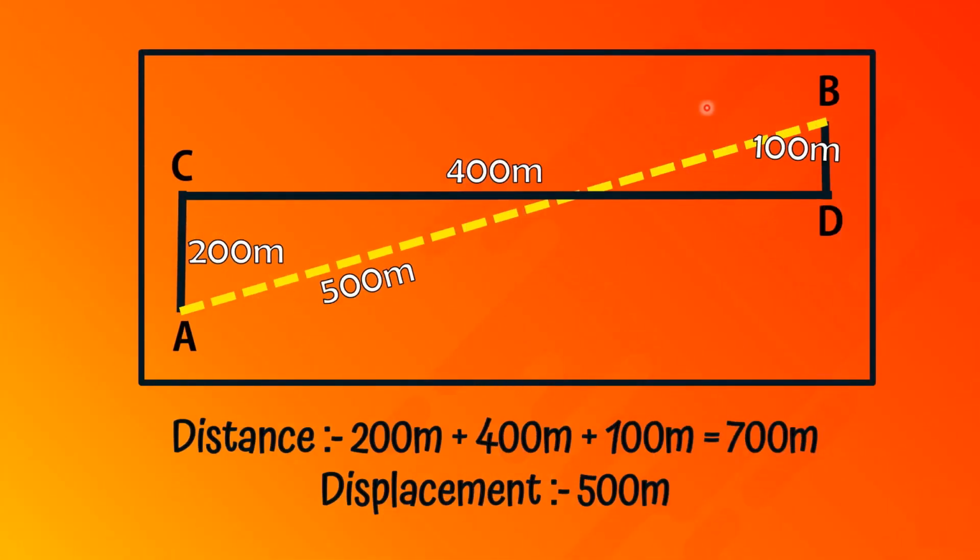Okay, let's see some examples to display distance and displacement. From A to B. From A to C first 200 meters and C to D 400 meters and last D to B 100 meters. So 200 meters plus 400 meters plus 100 meters equals 700 meters. The distance from A to B is 700 meters and the displacement is 500 meters. The shortest path is 500 meters, so 700 meters distance, 500 meters displacement.